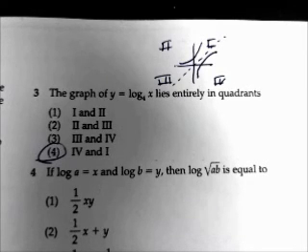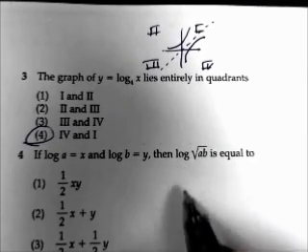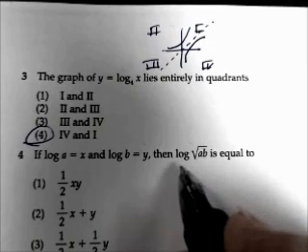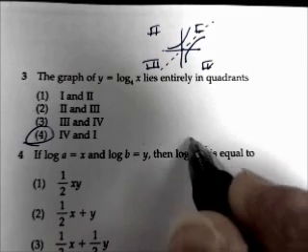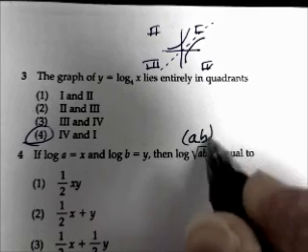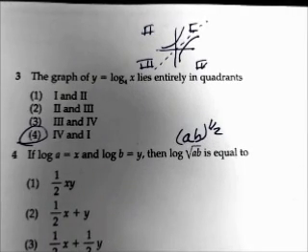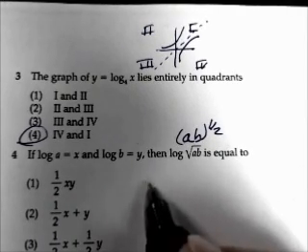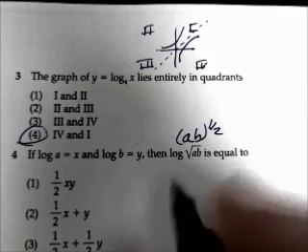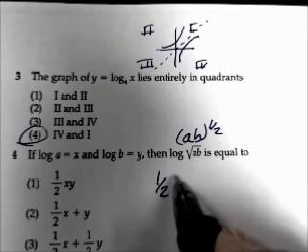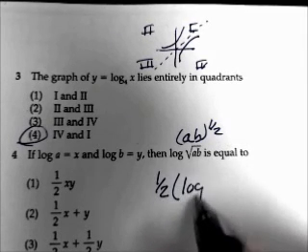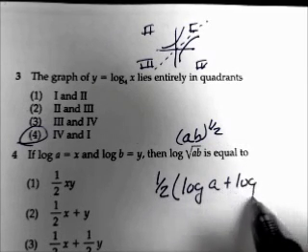Number 4, if log a equals x and log b equals y, then log square root of a times b is equal to. Okay, so we're going to take our log of square root of a times b. Remember, square root can be written as the fractional exponent 1/2. And we expand. So that 1/2, that exponent comes out in front as a multiplier. So that would be 1/2 log a plus log b.